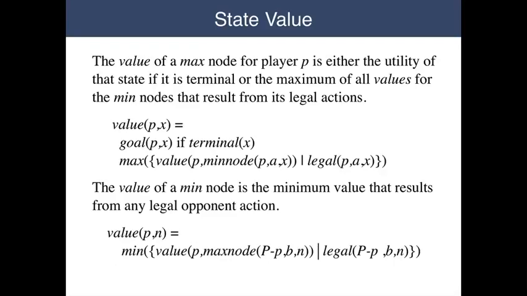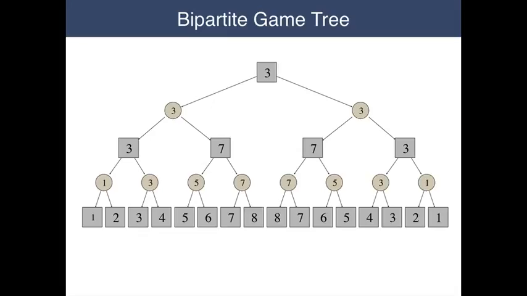The value of a max node for a player is the utility, the goal value, the reward of the corresponding state if that state is terminal. Otherwise, it's the maximum of the values of the min nodes that result from its legal actions. The value of a min node is the minimum that results for any legal opponent action. Let's see how this works. The following game tree illustrates it.